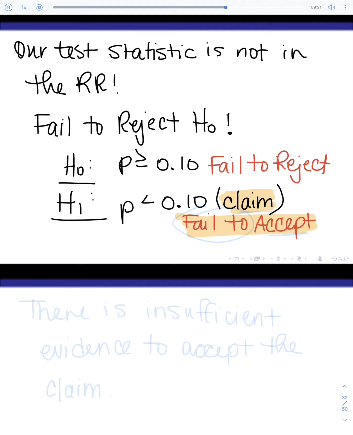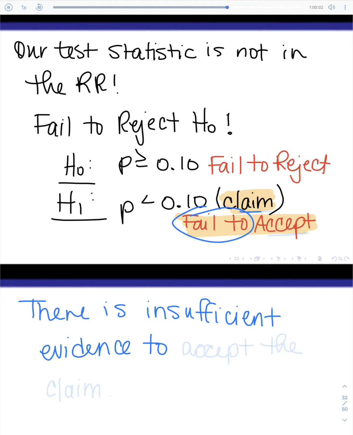So really, all we need to do is come up with a fancy sentence that describes what's going on here. So remember, what does fail to mean when we write out our fancy sentence? Fail to means we're not able to do anything. There's not enough evidence. So we're going to say there is insufficient evidence to, what are we doing? Well, the claim is there and we're failing to accept, so there's insufficient evidence to accept the claim.